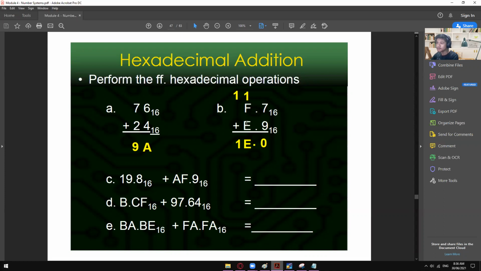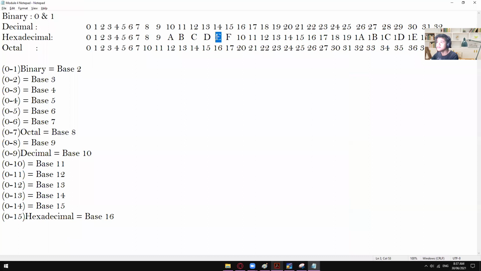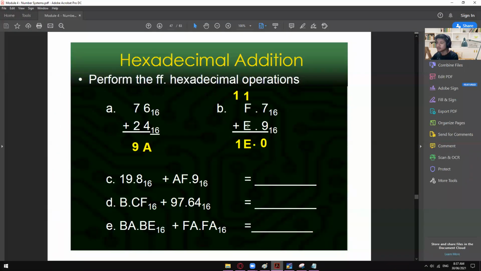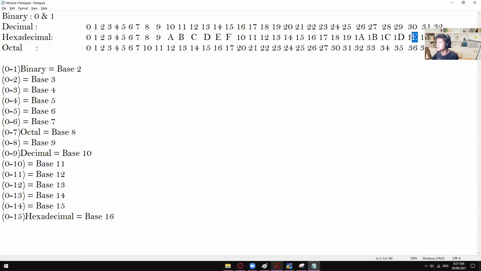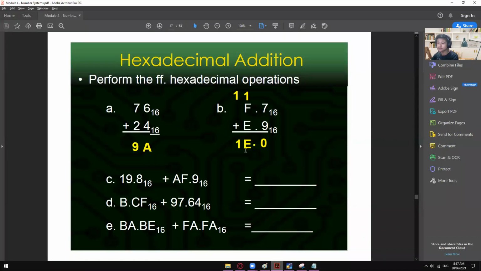Okay. But how about this one, sir? So 1 plus F plus E. How did we get this 1E right here? So we can get the value of this one first. Let's say F is 15, and then E is 14. Let me just check. Okay, E is 14, F is 15. So 14 plus 15 is 29. 29 plus 1 is 30. Okay. 30 in hexadecimal is 1E. So that's the reason why we have a result here of 1E.